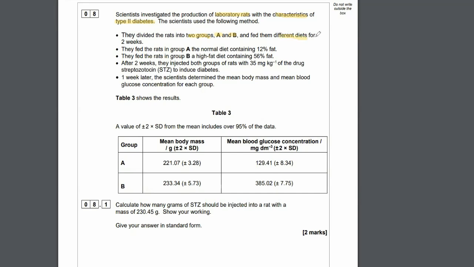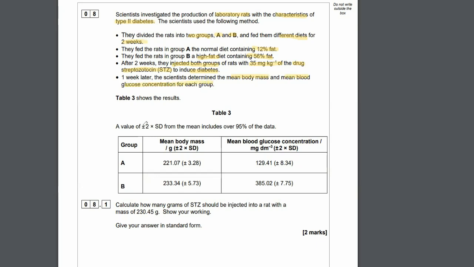Scientists investigated the production of laboratory rats with the characteristics of type 2 diabetes. The scientists used the following method. They divided the rats into two groups, A and B, and fed them different diets for 2 weeks. They fed the rats in group A the normal diet containing 12% fat. They fed the rats in group B a high fat diet containing 56% fat.